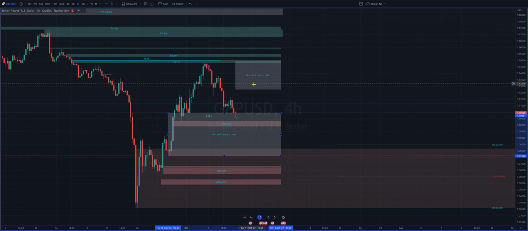Now, the reason that this discount zone is here for sales is because supply has been respected at the top. There is liquidity lying there. There are also levels of lower time frame supply above as well.